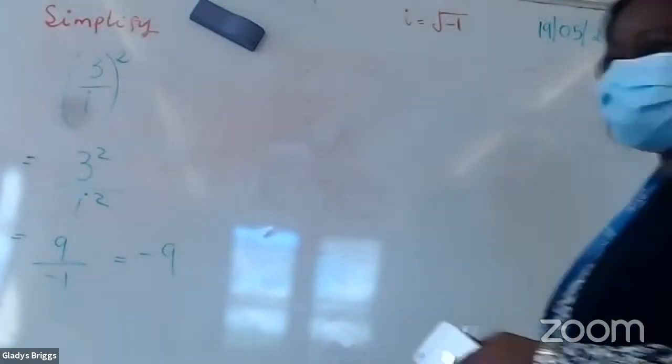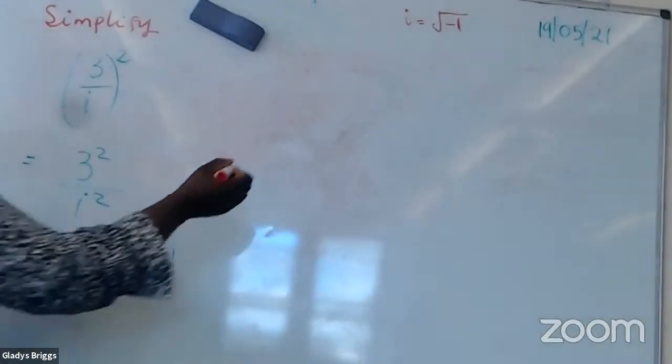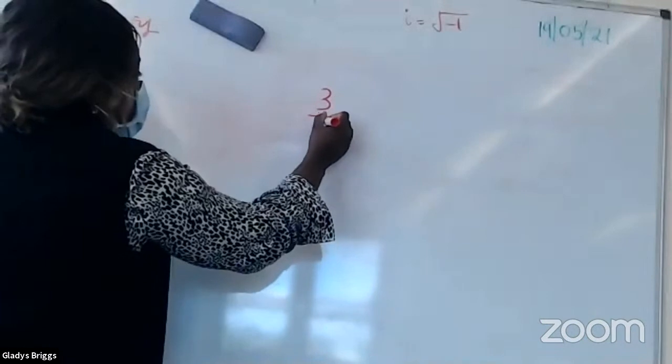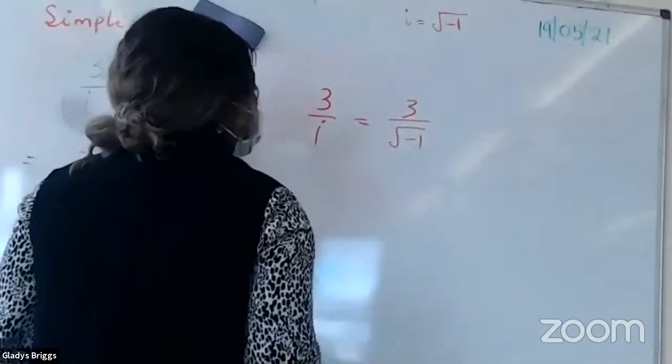Oh, question. Yeah. If there is no power and we just simplify, it will be just 3 and i will be root of minus 1. How should we write it as the answer? Like, if this was 3/i, if I ask you to simplify 3/i, yeah, that would be 3 over the square root of -1. That's it.